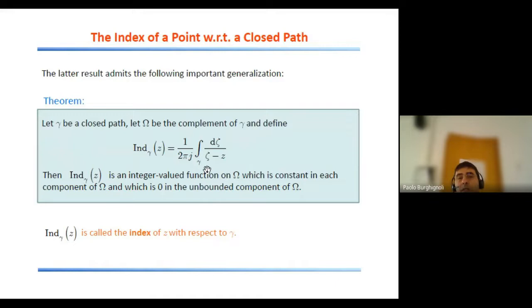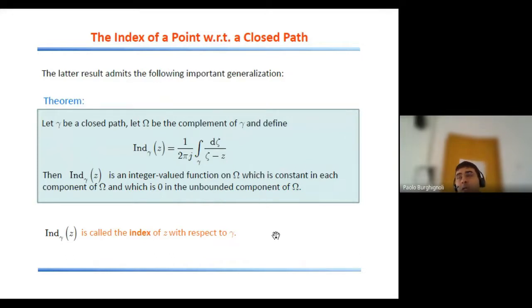So you calculate the integral along gamma of 1 over zeta minus z, and you perform the integration with respect to the variable zeta, which is the Greek z. And finally, you divide the result by 2 pi j. Okay, if you perform this calculation, then this function of the variable z turns out to be integer valued. So the result you obtain is an integer number, which is not apparent from the definition, of course, because that's a complex integral divided by an imaginary quantity. But actually, this is what happens. And this integer valued function is constant in each component of omega.